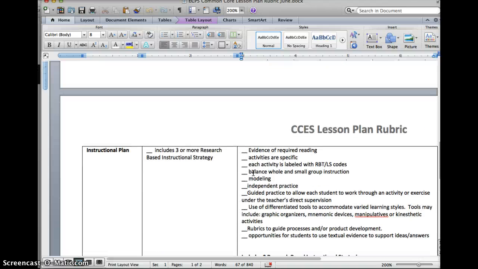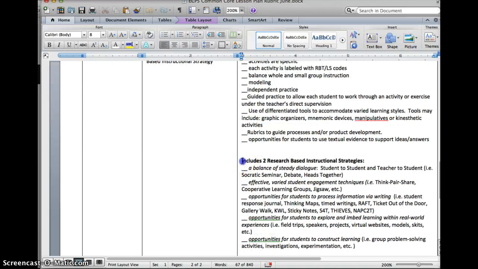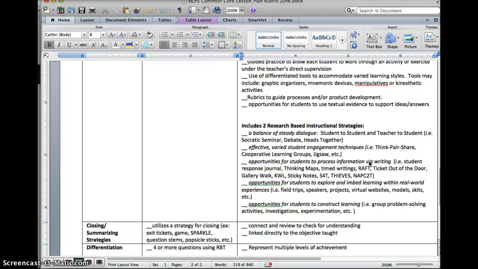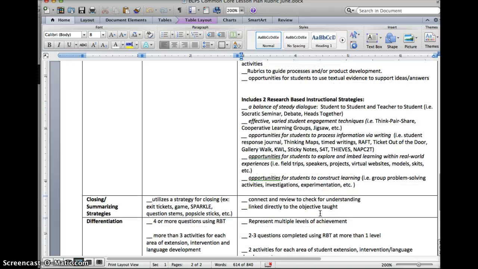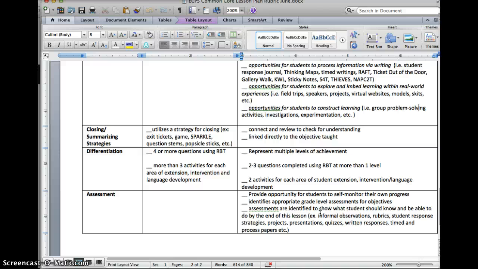So for example, the instructional plan really helped me to look because this is telling me this is what the district is looking for. 2 research-based instructional strategies. And so for example, I spent time Googling some of these things that I had not heard of before, like the gallery walk or creating a raft, the difference between group problem solving and experimentation, for example. And so I hope between this tool and this quick video, you guys will be set up for the day.